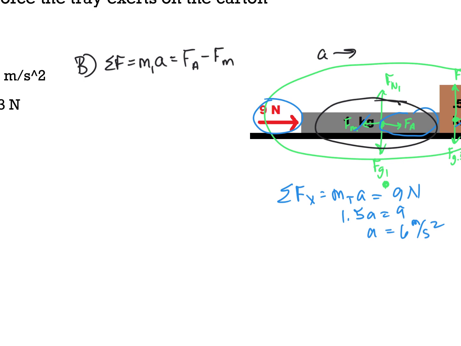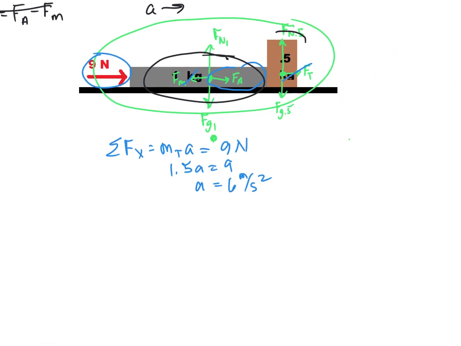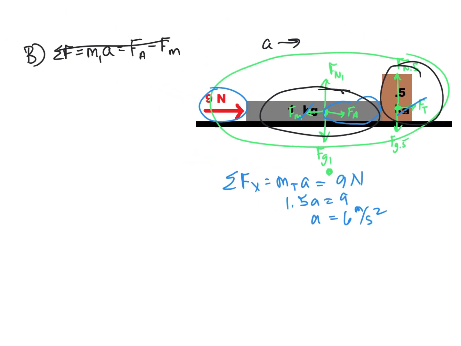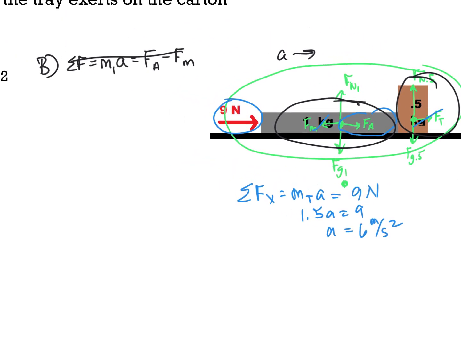Okay, so that seems kind of complicated. I don't want to do that one. This one's only got 1 force on it. Why wouldn't I do that one? Force of the tray. Okay. So the sum of forces is equal to mass 2 times acceleration, which is just equal to the force of the tray. So the force of the tray is equal to the mass of 2, which is 0.5, times the acceleration, which is 6. Oh yeah, this is way easier. Force of the tray is 3 newtons.